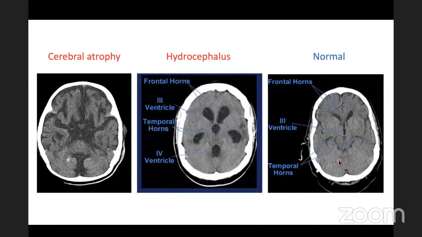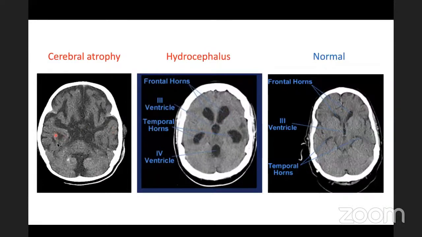Next, moving to hydrocephalus. The rightmost image shows how a normal CT scan looks, how the ventricles should look, right? When you compare this, you can see that all the ventricles are dilated. The fourth ventricle, the third ventricle, the frontal horns, and the temporal horns of the lateral ventricles are dilated. And there is cerebral atrophy here. This is just to compare the varying spectrum of findings. This is due to hydrocephalus and this is due to atrophy. In both conditions, you can see the ventricles are dilated.